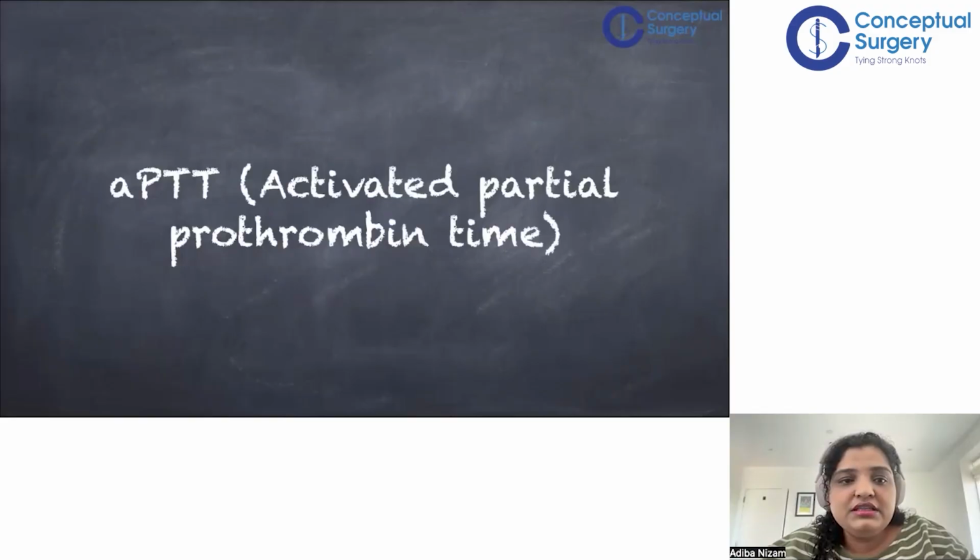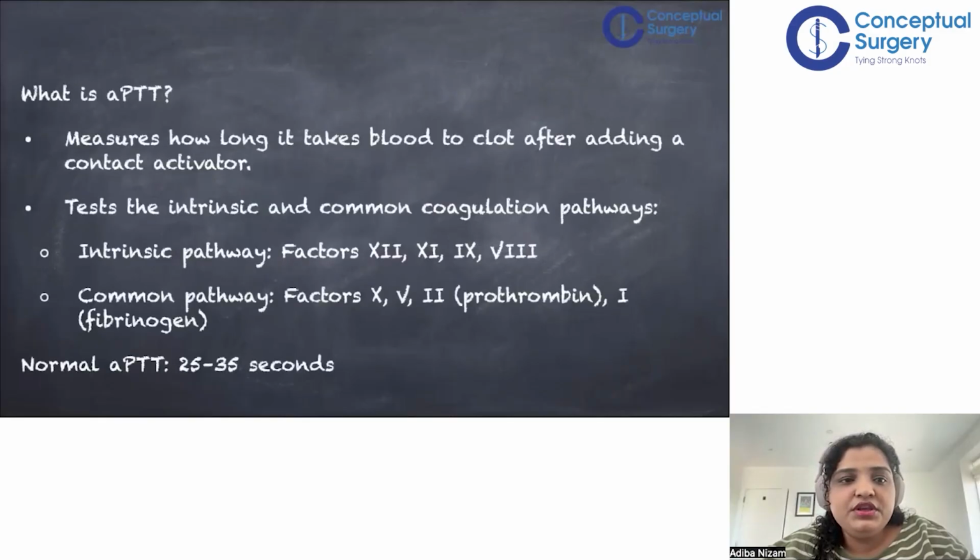Now, we'll discuss what is activated partial thromboplastin time or APTT. So, this measures how long it takes blood to clot after adding a contact activator. This tests the intrinsic and the common pathways. The normal APTT ranges from 25 to 35 seconds. We compare the normal value with that of the patient value to know whether the APTT is deranged or not.